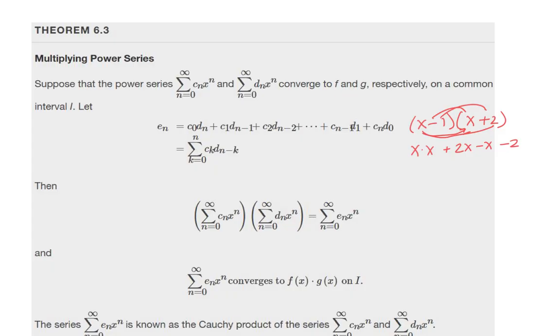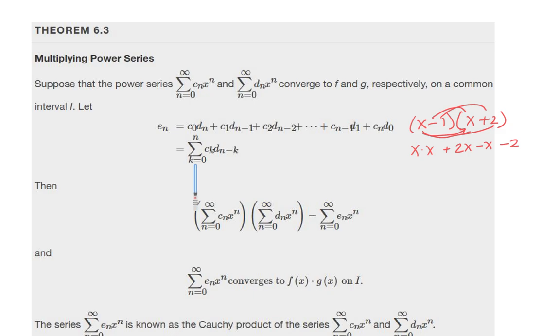So c naught is the coefficient on that first polynomial, the first series, the coefficient on the highest power. D sub n would be the constant. Then you're going to have a c sub 1 multiplied, so the second coefficient on this power series is going to multiply by the second to last coefficient, and that's what's happening here. So it makes it kind of clear what's happening with the multiplications.